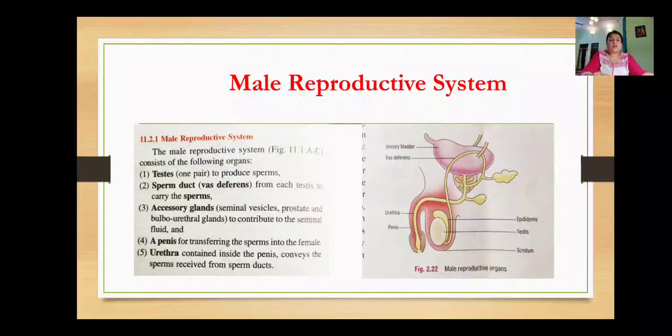Then we can see the accessory glands, which consist of different associated structures like seminal vesicles, the prostate glands and others, okay, to contribute the seminal fluid and so on. Then we have a penis for transferring the sperm into the female, and then we have the urethra, which is contained inside the penis, and conveys the sperms received from the sperm duct. Now you can see the diagram here and then you can understand well.